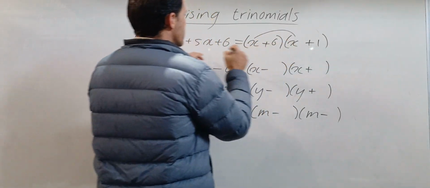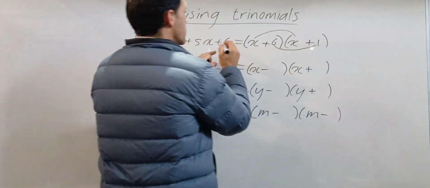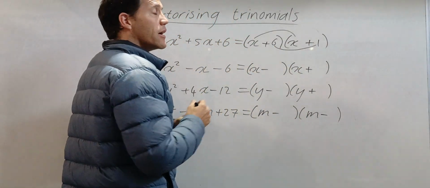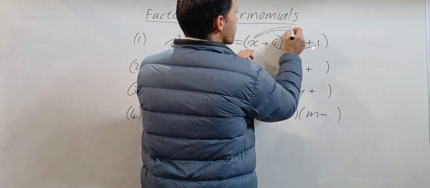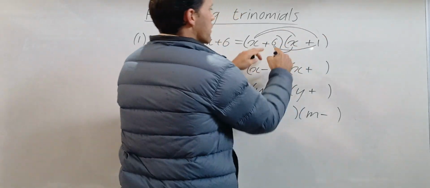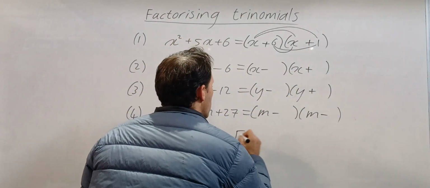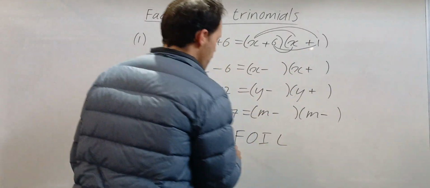X times x is x to the power 2. Yes, great. 6 times 1 is 6. But now remember, you must multiply this one with that one also, and you must multiply this one with this one. The inner ones and the outer ones. Remember the FOIL. The FOIL stands for first ones.